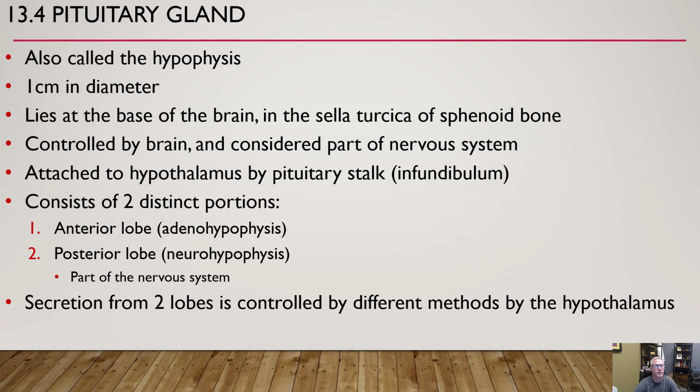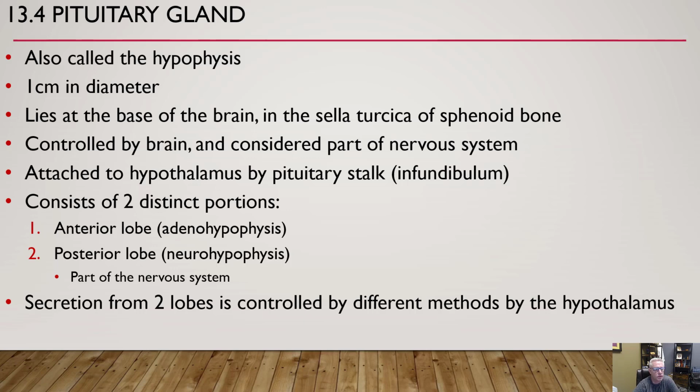All right, pituitary gland. We can also call the pituitary gland the hypophysis. It's about 1 centimeter in diameter. It lies at the base of the brain in this area called the sella turcica, which is in the sphenoid bone. It's controlled by the brain, and it's considered part of the nervous system.